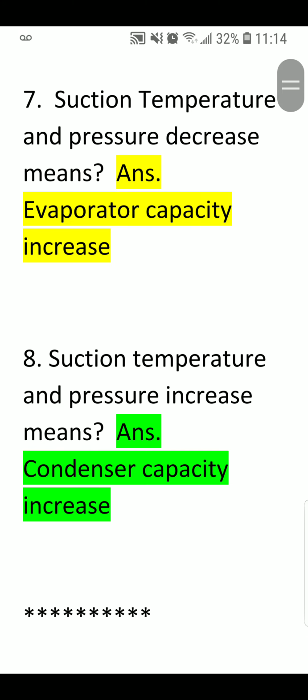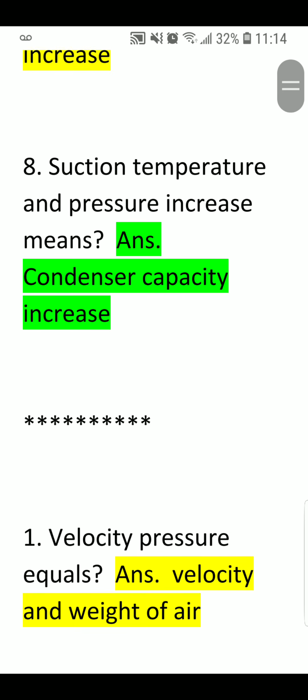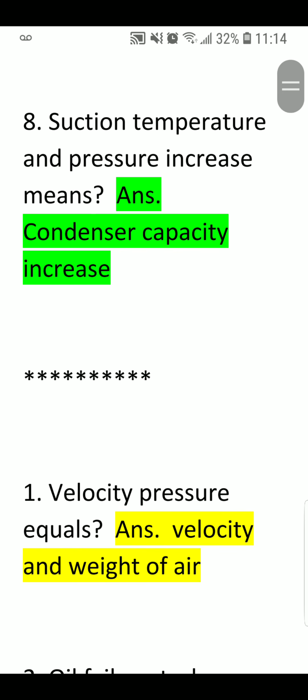Number 7. Suction temperature and pressure decrease means evaporator capacity increases. Number 8. Suction temperature and pressure increase means condenser capacity increases.